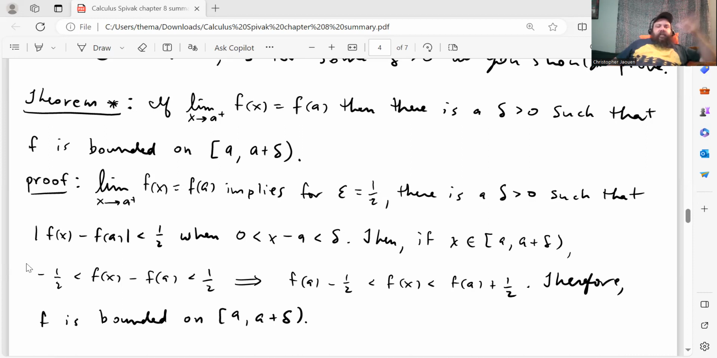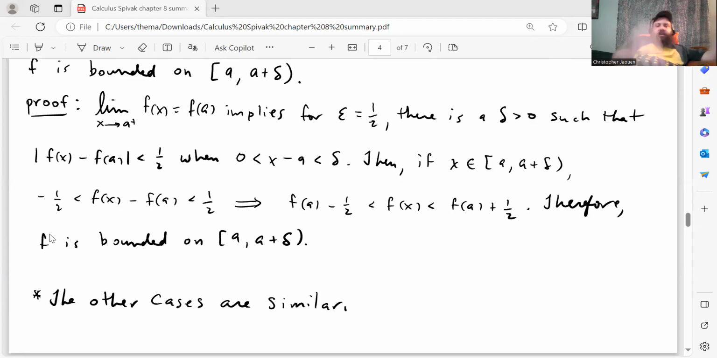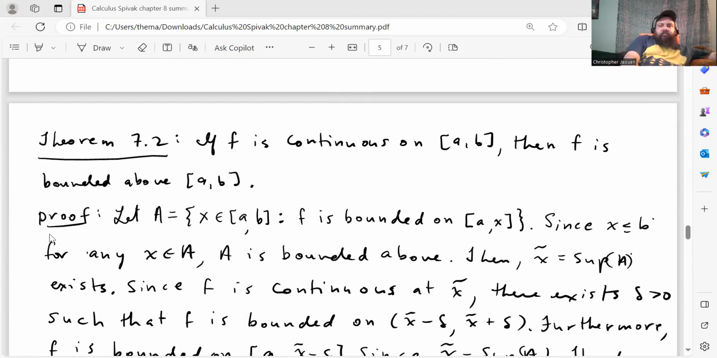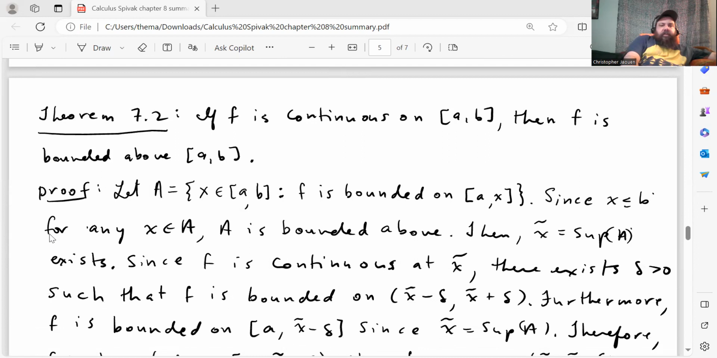And if you add f of a to all three sides, you get f of a minus 1/2 less than f of x, less than f of a plus 1/2. Therefore, f is bounded, and bounded means bounded above and below at the same time. So f is bounded on the interval from a to a plus delta. Okay, and like I said, the other cases are similar, so you can try those if you want to. But I skipped it just because I didn't feel like writing the same proof a bunch of times.